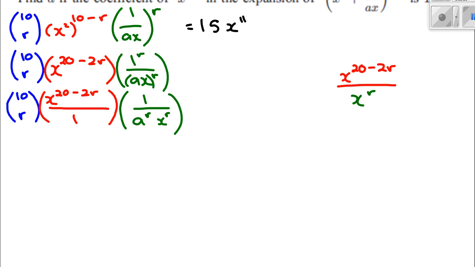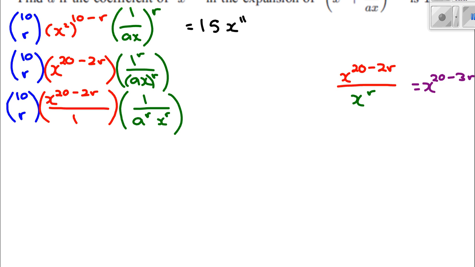What's that going to cancel down to? X turning negative 3r. Yeah, how come it's minus 3r now? Because negative 2 subtract 1 is negative. So remember, when you divide and you've got the same base, you subtract the exponents and keep the same base. If it helps you, write 20 minus 2r minus r, with a space, which will give you 20 minus 3r, because 20 minus 2r minus r will give you 20 minus 3r.